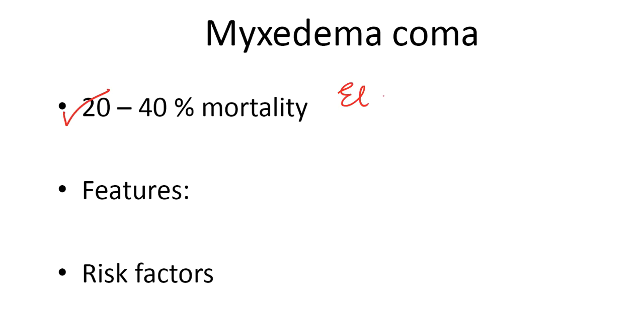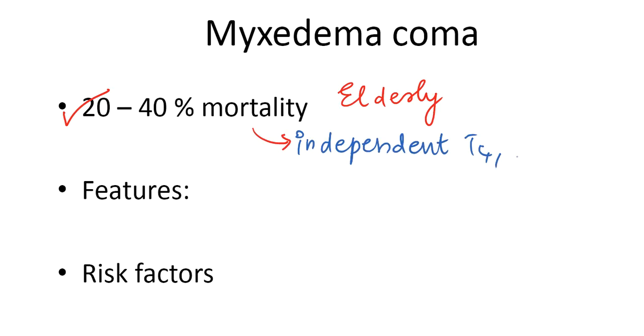Generally, it occurs in the elderly patient, like what is given in our question. And please note that mortality is independent of T4 and TSH levels. Independent of T4 and TSH level. Please make a note of it.